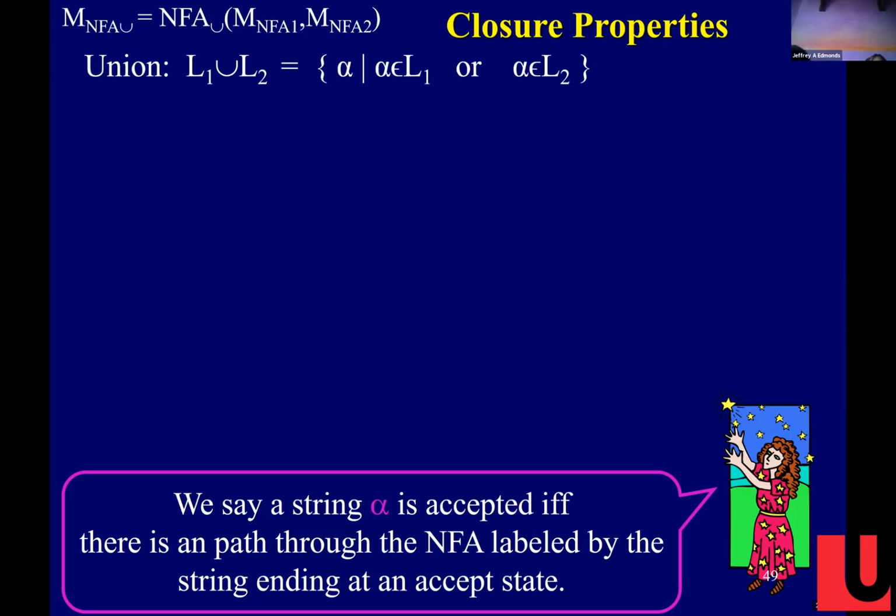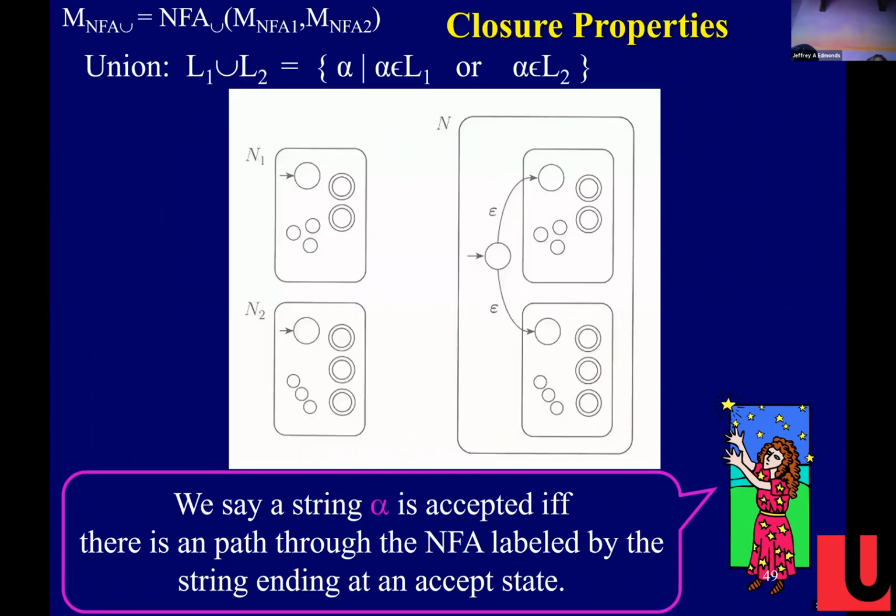So, we did NFAs are closed under intersection, and they're closed under star, but now we're going to close under union, right? So what's the union? Alpha is in one language or alpha is in the other language, right?